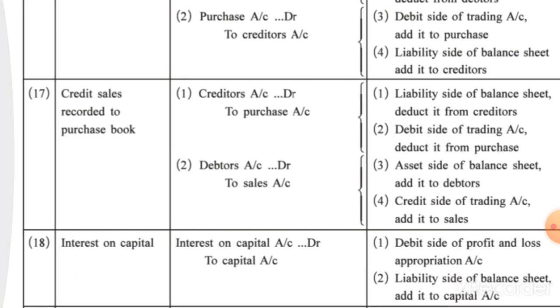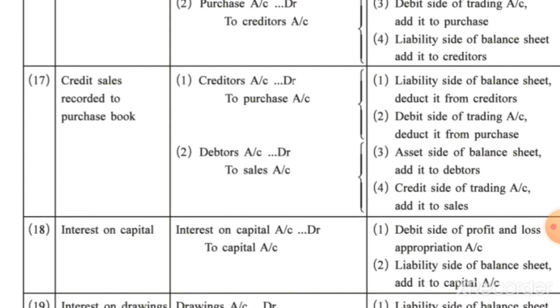Okay, next 18th entry, that is of interest on capital. Interest on capital account debit to capital account credit. Generally in case of sole proprietorship firm, you were giving the effect of interest on capital or interest on drawings on the debit side of P&L account and credit side of P&L account. But over here in case of partnership firm, the effect of interest on capital and interest on drawings you will be giving in P&L appropriation account, because that transaction is related to the partners. So any transaction related to partners, that would be given effect in the P&L appropriation account in case of partnership firm.